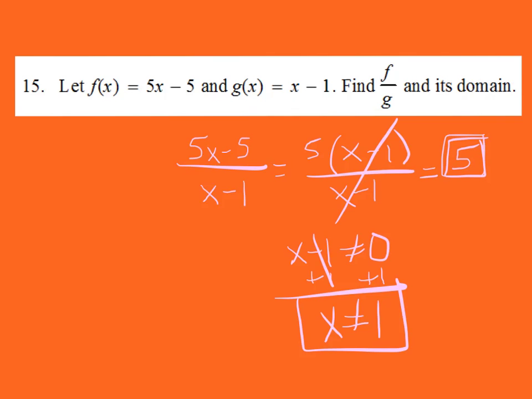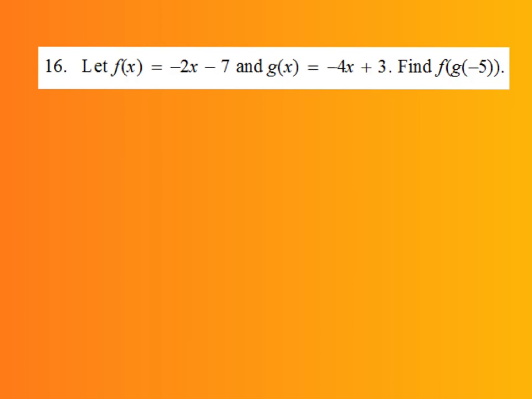All right, now we're going to look at some composing. So I have f of g of negative 5. Now remember, we're going to work backwards. We're going to take negative 5 and plug it into g first, and see what I get. So negative 4 times negative 5 plus 3. Negative 4 times negative 5 is 20, plus 3, I get 23.